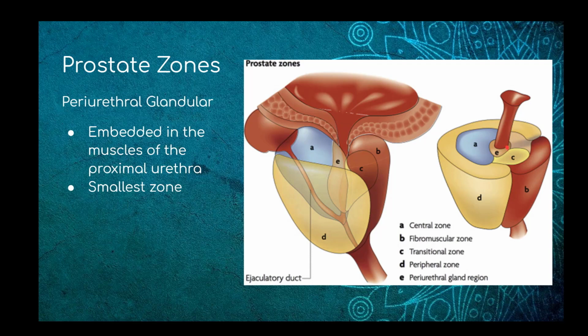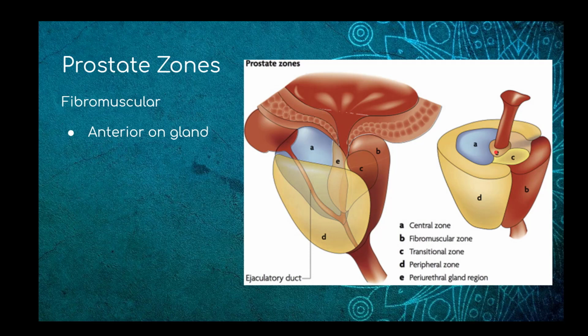The periurethral glandular area, some textbooks are going to say there's only 4 zones, and it's usually because they drop this zone out. It's really just a very, very tiny, thin area that wraps around the urethra. And then lastly, we have the fibromuscular zone. That's this B area here. Again, it's just fibrous tissue and muscle to help with ejaculation, and it sits on the front or the anterior part of the gland.